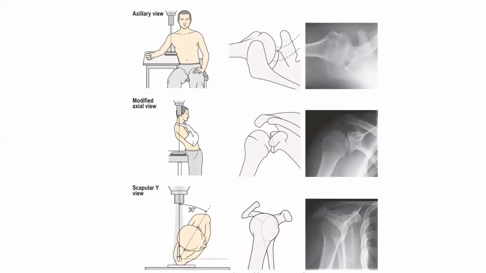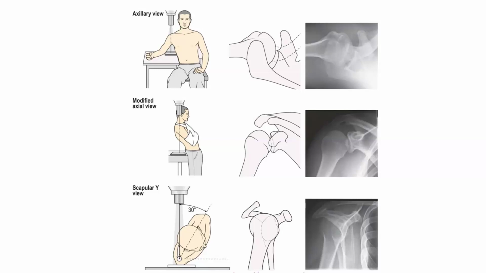So, in place of the axillary view, we can use a modified axial view. In the modified axial view, the patient has his upper limb in an arm sling, and then he leans back 30 degrees over the cassette, and the beam is directed from above. In this also, we can see the humeral head and the glenoid. This is the modified axial view.